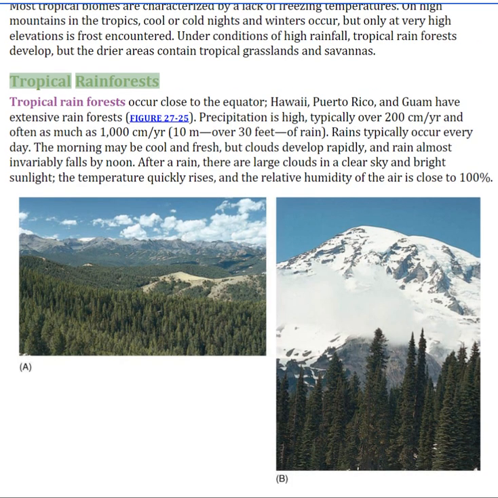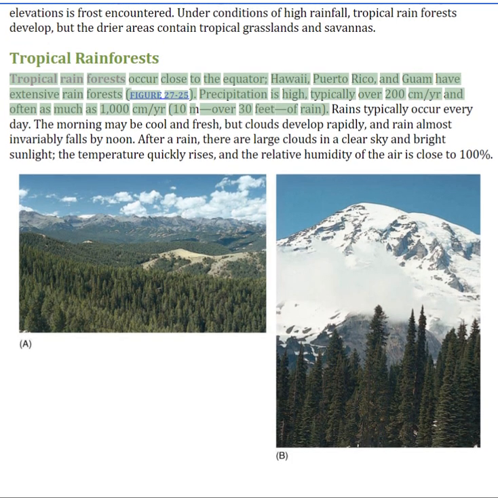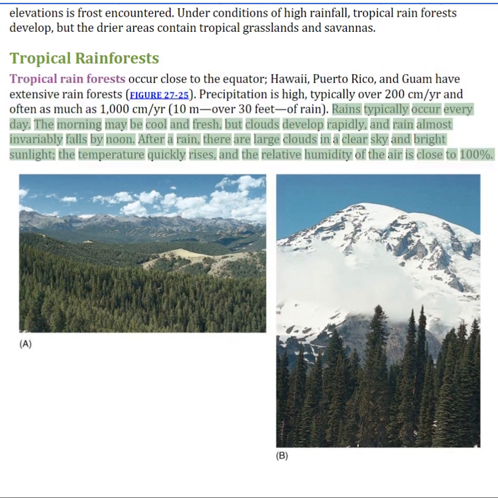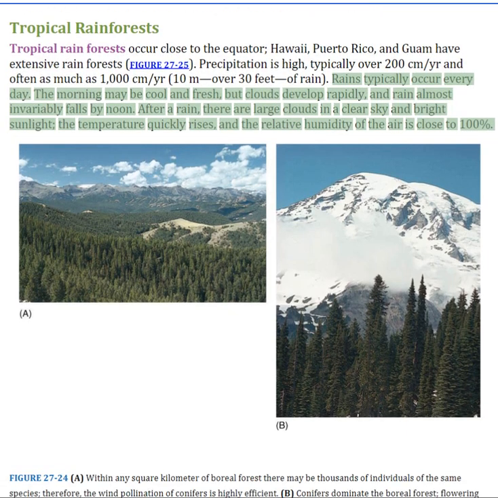Tropical rainforests. Tropical rainforests occur close to the equator. Hawaii, Puerto Rico, and Guam have extensive rainforests. Precipitation is high, typically over 200 centimeters a year and often as much as 1,000 centimeters a year. Rains typically occur every day. The morning may be cool and fresh, but clouds develop rapidly, and rain almost invariably falls by noon. After a rain, there are large clouds in a clear sky and bright sunlight. The temperature quickly rises, and the relative humidity of the air is close to 100%.